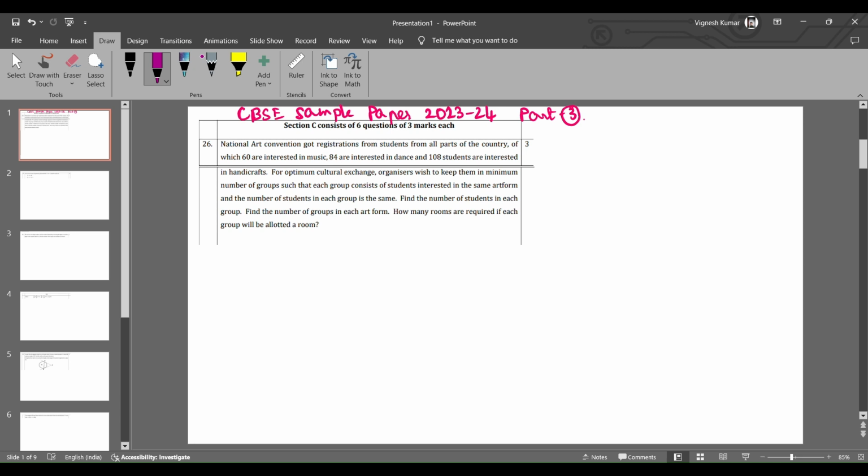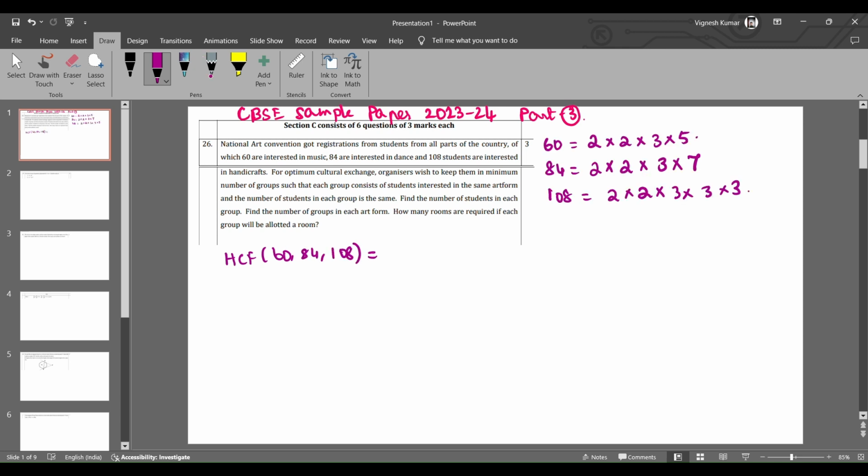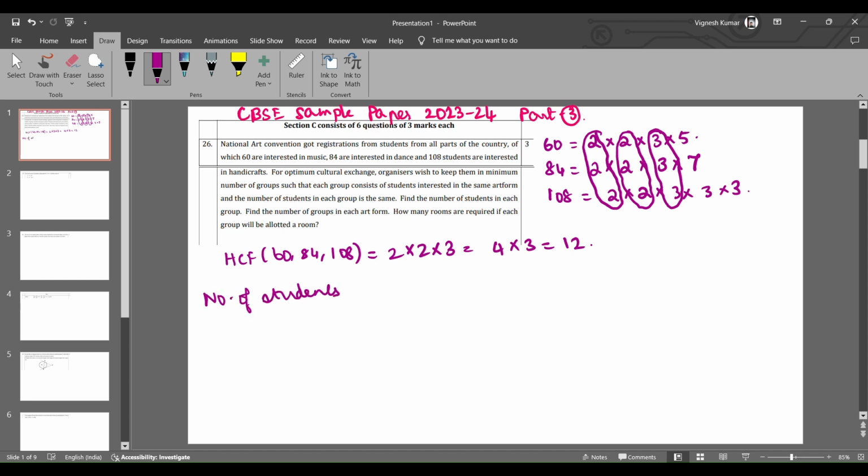So in this question, first we are going to find the value of HCF of 60, 84 and 108. Here we have 2 as common, another 2 as common, and 3 as common for all three numbers. So the HCF will be 2 into 2 into 3, so 4 into 3, which is equal to 12. So since the HCF is 12, the number of students in each group will be equal to 12.